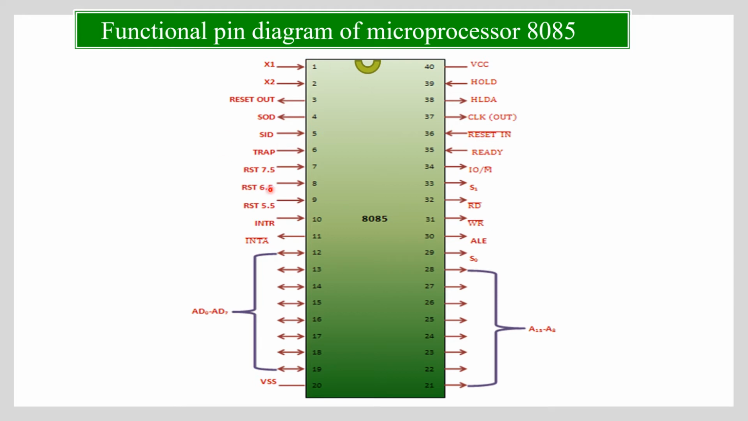After marriage they have 2 children. SOD, SOD and SID. That is nothing but pin number 4 and 5. The children get kidnapped, trapped. The kidnapper, that is nothing but trap, is pin number 6. The kidnapper demands 7.5 crores. That is nothing but RST 7.5. That is pin number 7.